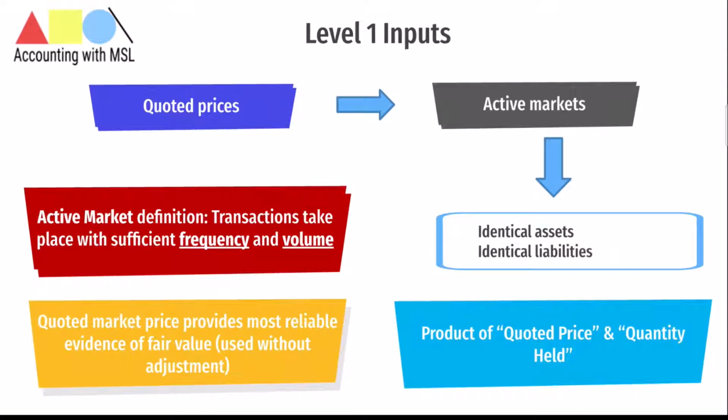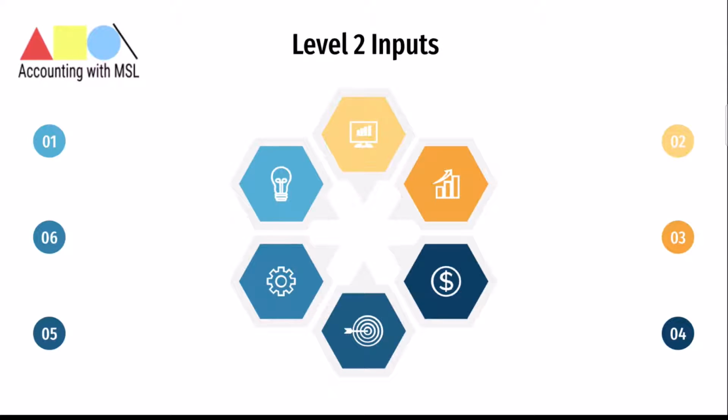The standard defines fair value as the price that will be received to sell an asset or paid to transfer a liability in an orderly transaction between market participants at the measurement date. Now that we know this, let's move to level 2 inputs. Level 2 inputs are inputs other than quoted prices included within level 1 that are observable for the asset or liability either directly or indirectly.